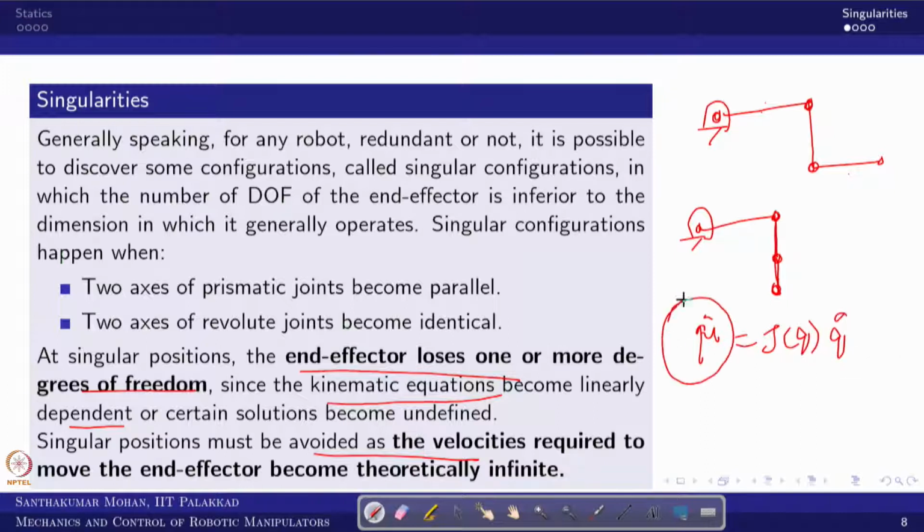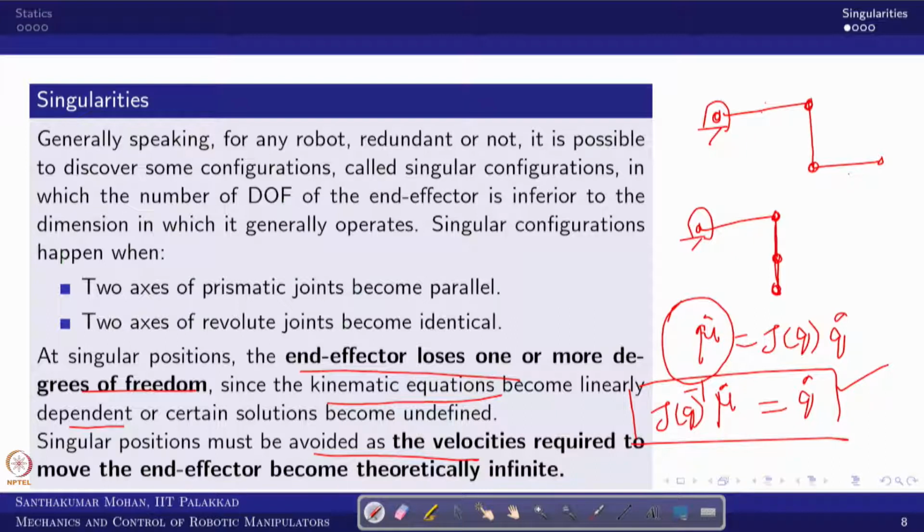So right now you have some end effector velocity. You are trying to find this as a q dot. In the singular case, the q dot would be infinite. Why? Because the J inverse of q becomes singular, so you can see that the J inverse of q would be infinite, so the product would be infinite.